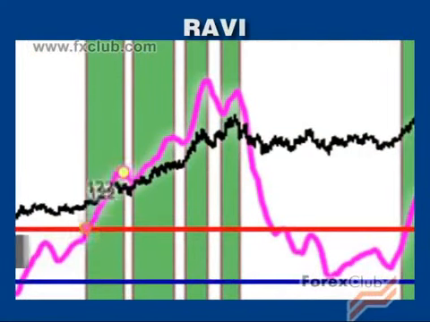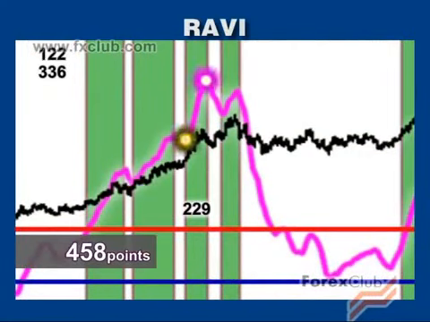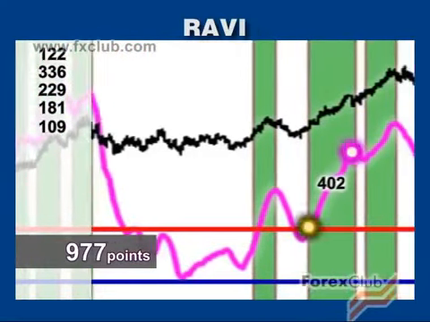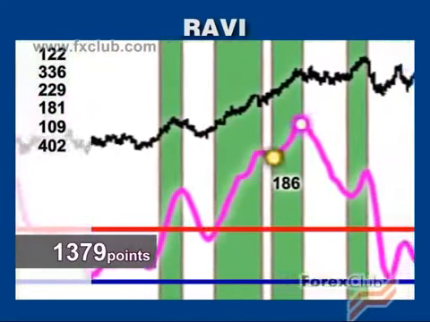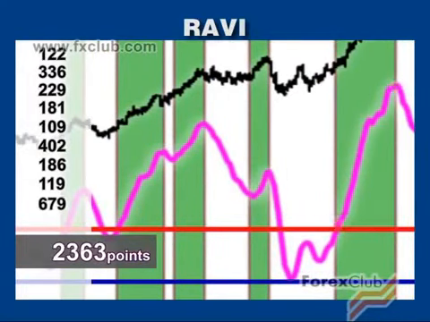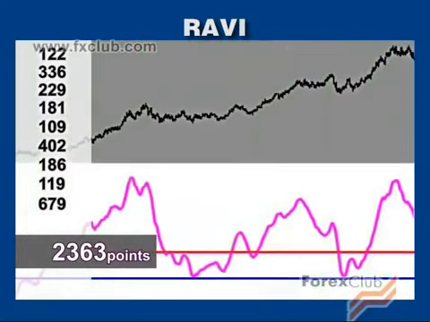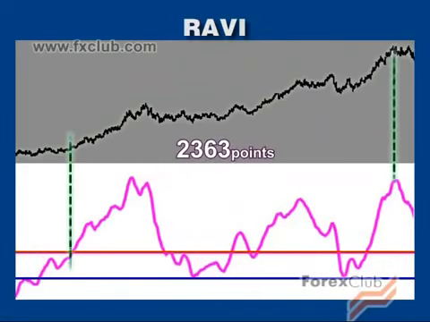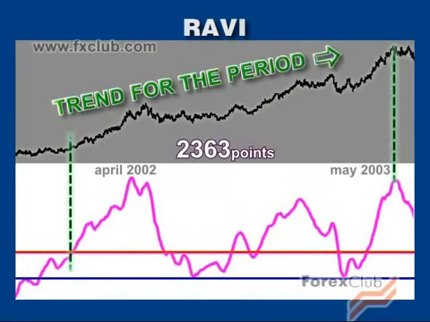Still, if we had used only RAVI signals for the period of time from April 2002 until May 2003, we would have got over 2,500 points profit. However, we should note that we only traded in the direction of the primary long-term trend for the period. Do you remember what that is? And of course, we had a little bit of luck. But fortune favours the brave, and the roots of bravery are in knowledge.